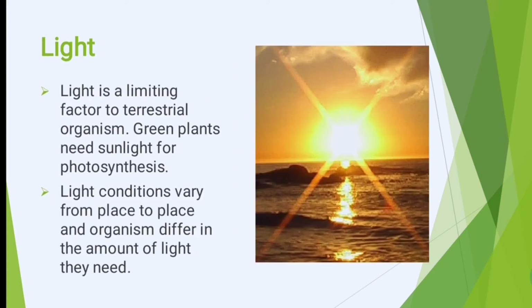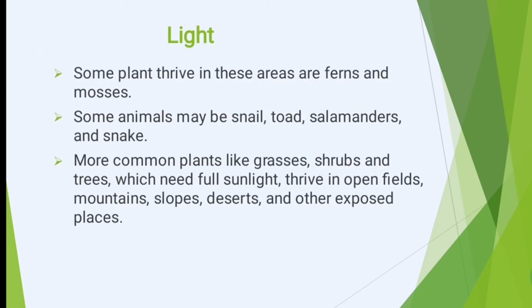Light. Light is a limiting factor to terrestrial organisms. Green plants need sunlight for photosynthesis. Light conditions vary from place to place and organisms differ in the amount of light they need. Some plants that thrive in shaded areas are ferns and mosses. Some animals may be snails, toads, salamanders, and snakes. More common plants like grasses, shrubs, and trees, which need full sunlight, thrive in open fields, mountain slopes, deserts, and other exposed places.